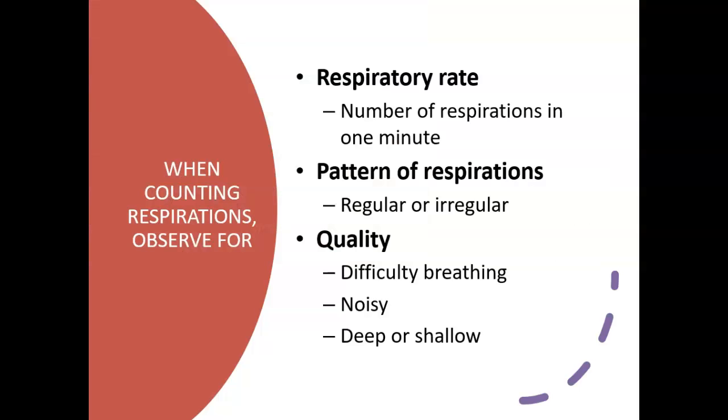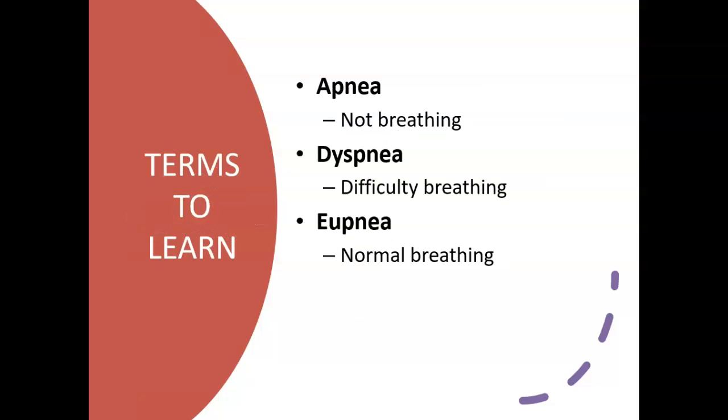When counting respirations, observe for respiratory rate, the number of respirations in 1 minute, the pattern of respirations, regular or irregular, and quality: difficulty breathing, noisy breathing, deep or shallow. Terms you need to learn: apnea, a means without, so it would be not breathing. Dyspnea means difficult breathing, and eupnea means normal breathing.